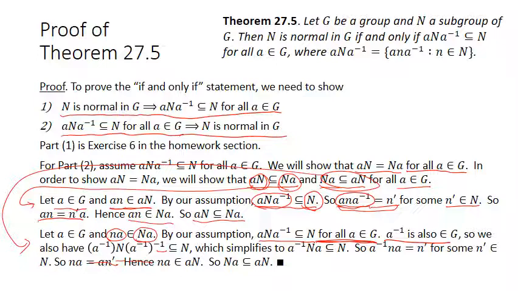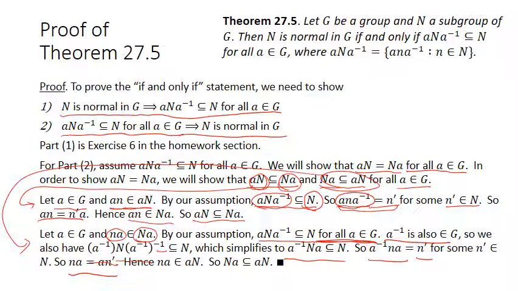Okay, so anyway, I think we simplified down to this statement here, that a inverse N a is a subset of N. So what we can write from that is that a inverse little n a is equal to n prime for some n prime in N. And so if we just multiply both sides of that on the left by a, then it cancels down to this equation right here. So n a will be equal to a n prime, and that tells us that n a is also an element of a capital N.